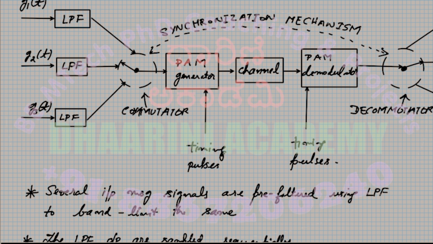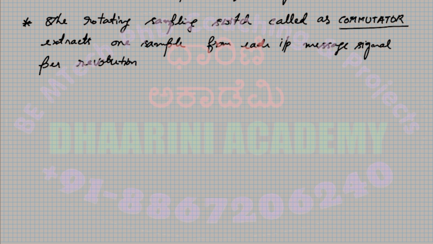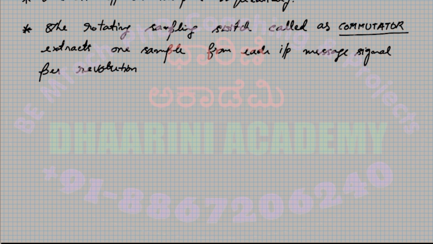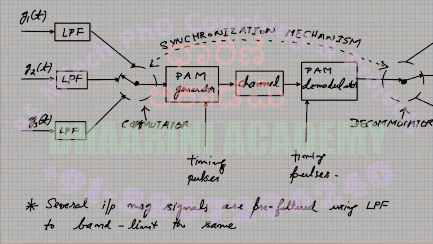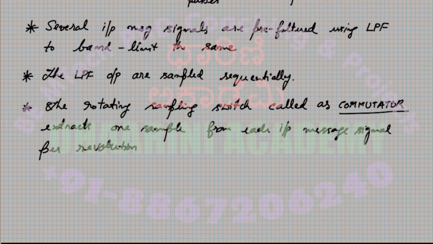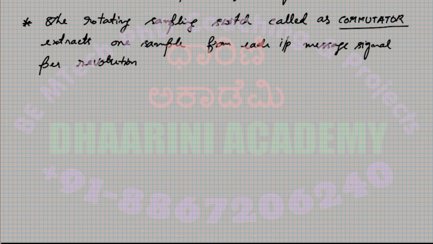So the output waveform of the commutator will be converted into the PAM waveform that contains individual message samples periodically. We are trying to perform what is called interleaving. From every message signal, we are collecting one sample, and we are interleaving them, and then we are converting into the PAM. Okay, so I can write it in this way.